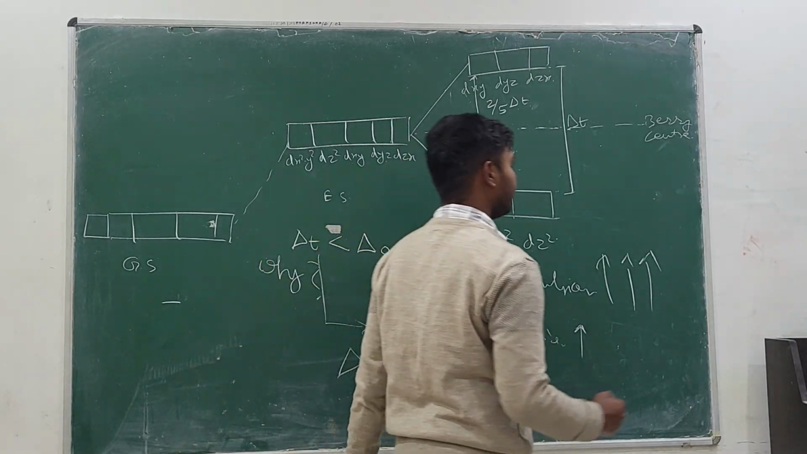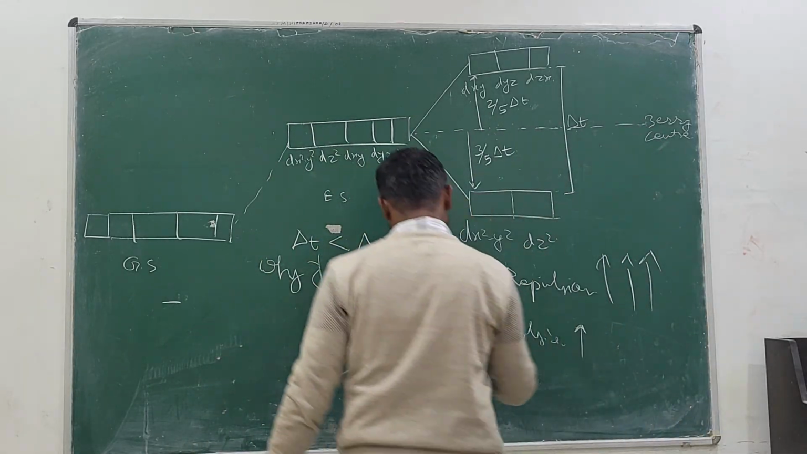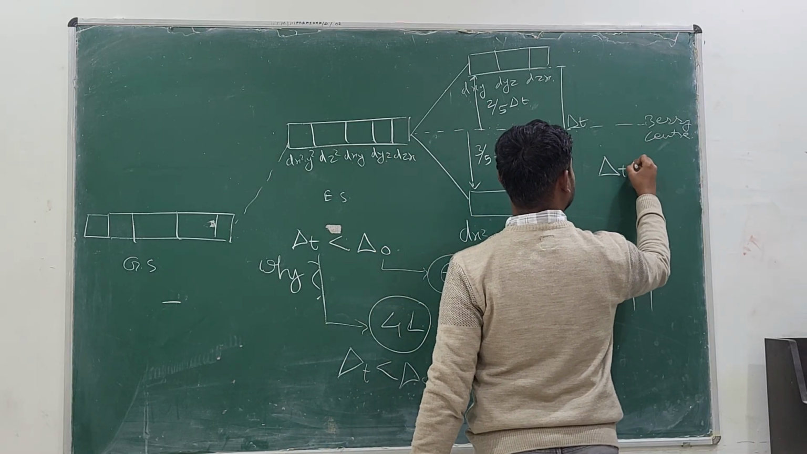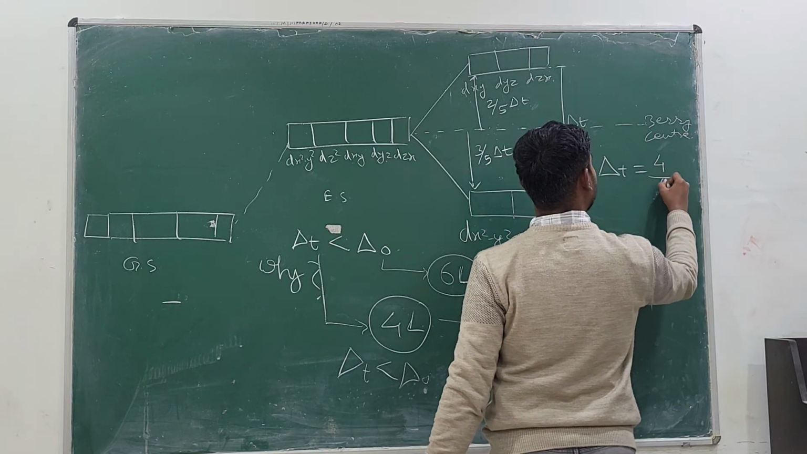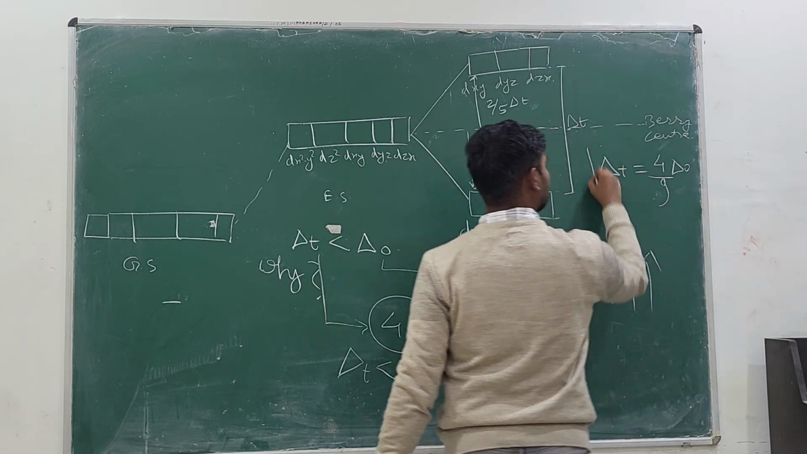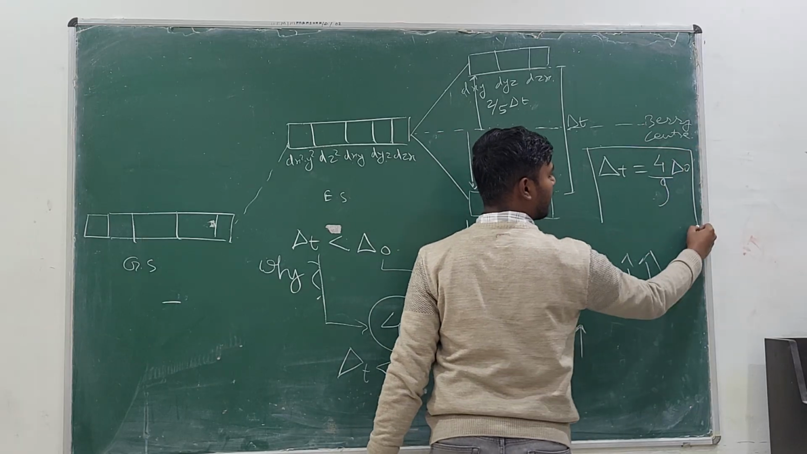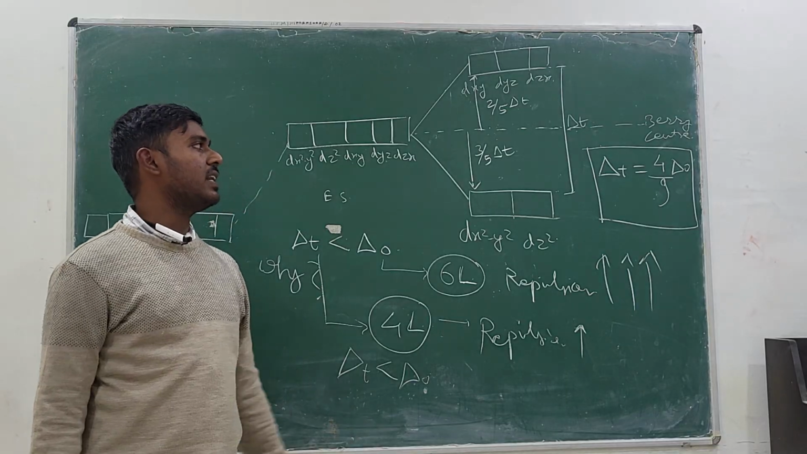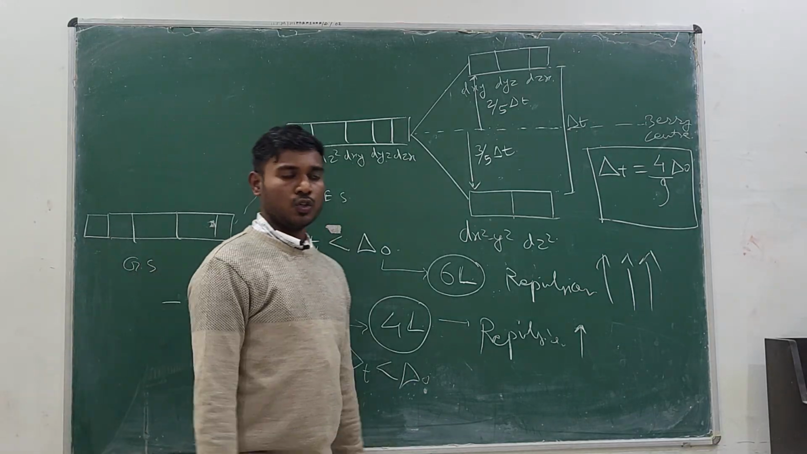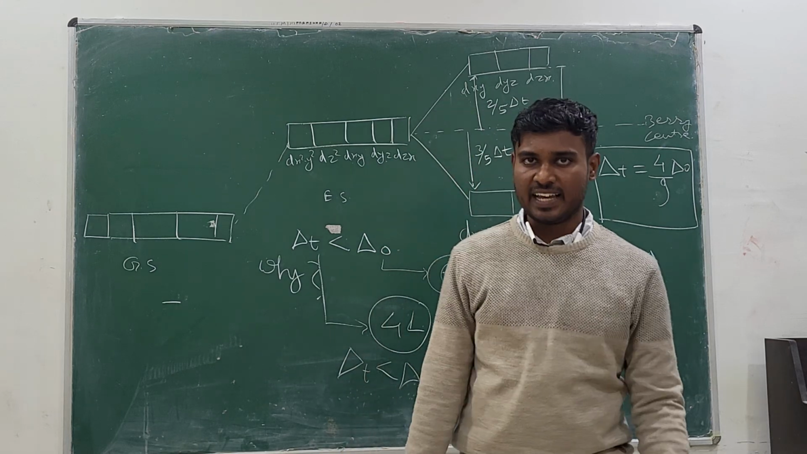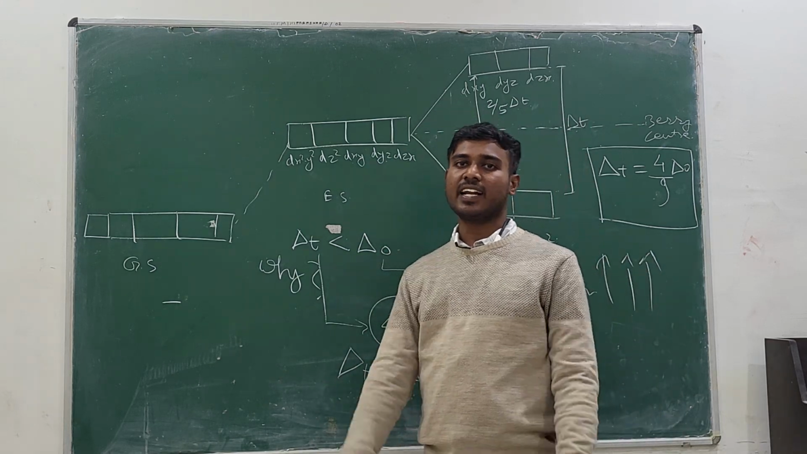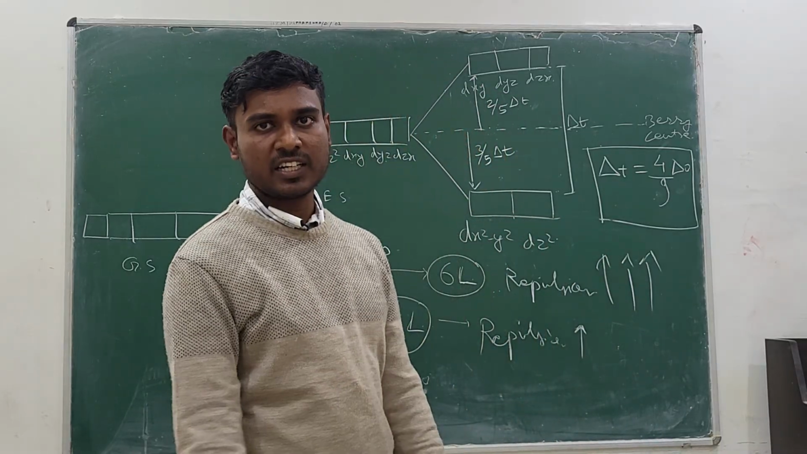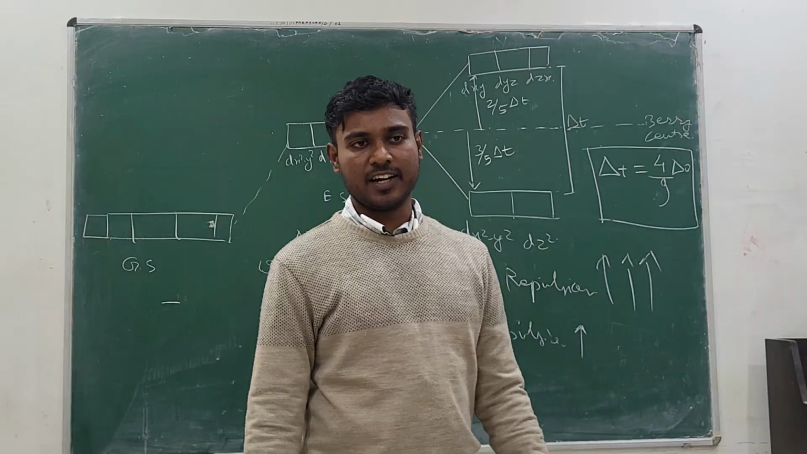Specifically, delta T will be equal to 4 by 9 of delta O. You have to remember this relation, and you have to remember that delta T will always be less than delta O. So this is all about crystal field theory and how octahedral and tetrahedral complexes are explained with the help of crystal field theory. I hope this is clear to all of you.